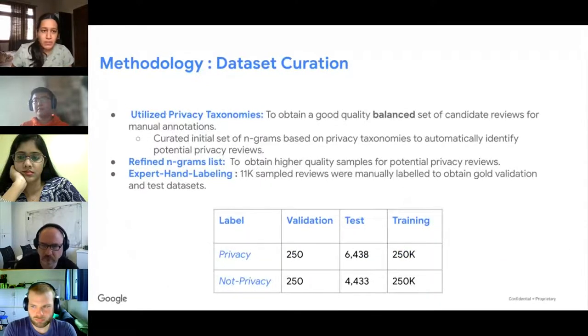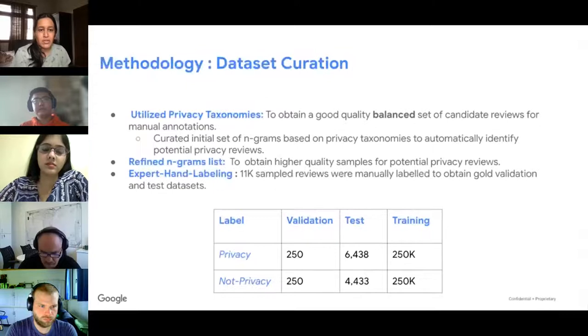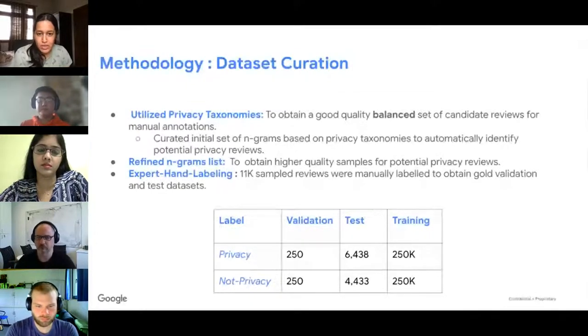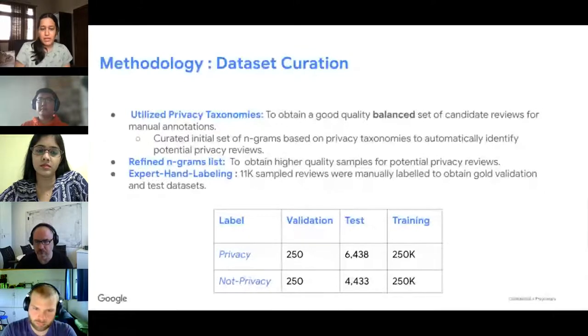The other problem with this data set is that previous works have highlighted that only 1% of these reviews are actually related to privacy and the others aren't. So to create a good quality balanced set, we utilize privacy taxonomies present in the existing literature, where they have mentioned certain n-grams which are associated with the privacy aspect of these reviews. We refine these n-gram lists to avoid false positives, and then we pass some of these potential privacy reviews, sampled using these n-grams, to expert hand labeling, where we label around 11K reviews, and we get a good quality gold validation and test set, where the numbers with the specific labels are given below.